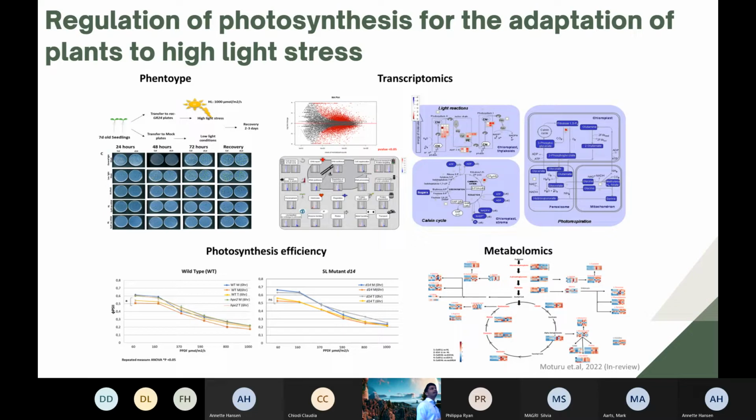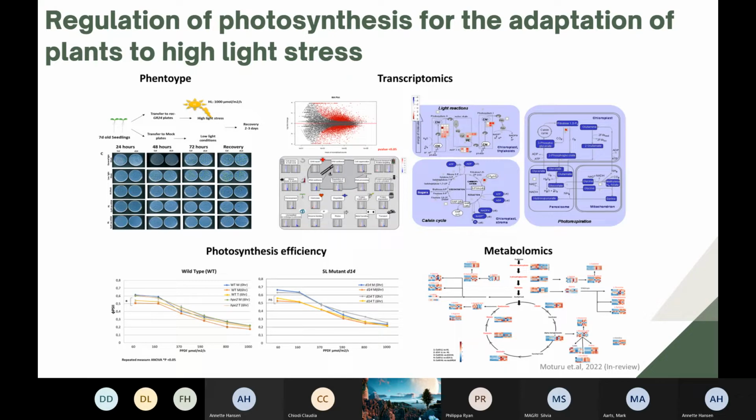So I picked up high light stress. Why high light stress? Because it directly affects photosynthesis. It has a direct impact on the photosynthesis machinery. So we picked up the high light stress, and then we did some phenotype studies, in which it was evident that strigolactones were able to make the plants adapt to the high light stress.